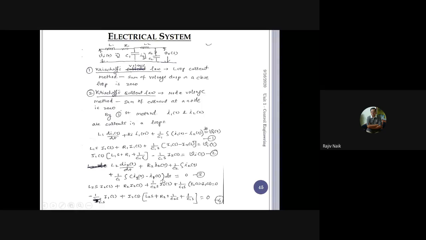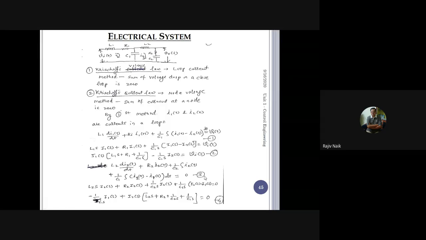It's just like for the double mass system, where we did the same thing. For the first mass we took x1 minus x2, for the second mass we took x2 minus x1. Same method here also. Earlier we took I1 minus I2, here we are going to take I2 minus I1, and the sum is equal to 0. This is equation number 3.